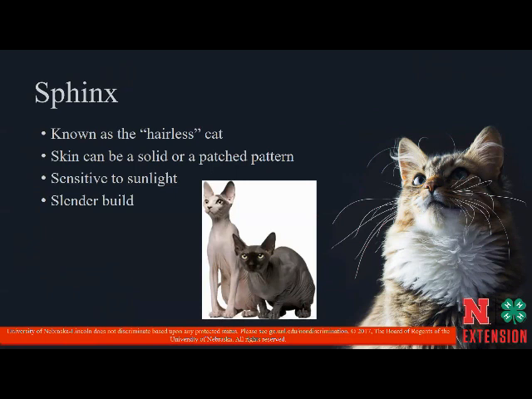Sphynx, created by a spontaneous genetic mutation, a recessive trait, is known as the hairless cat. The skin can be a solid or patched pattern. It is sensitive to sunlight, and they have a very slender build. So if you have a Sphynx and they're outside a lot, you do have to put suntan lotion on them, because they'll burn.